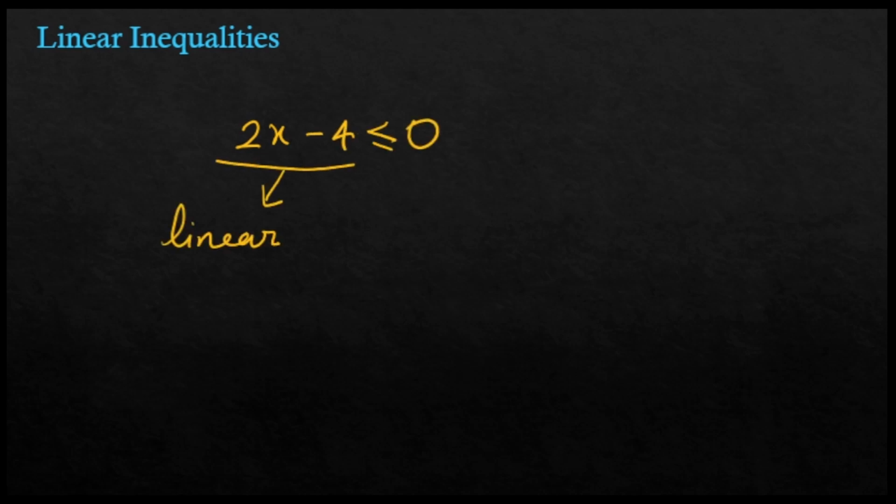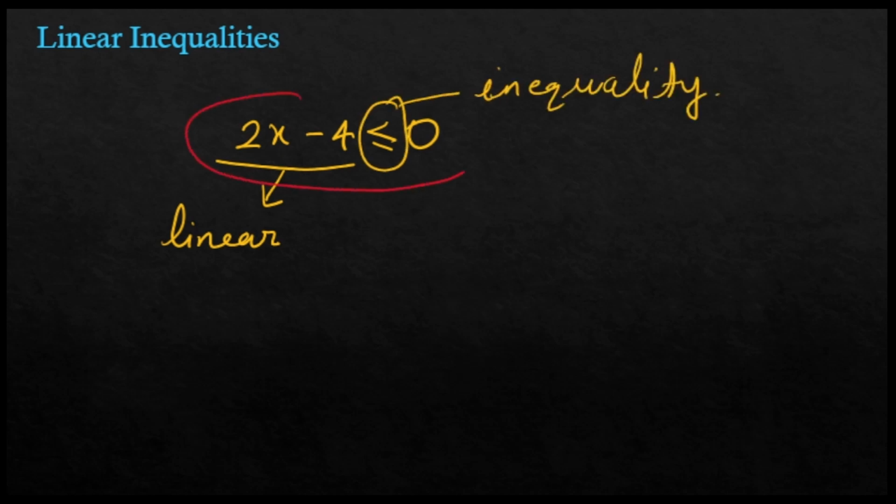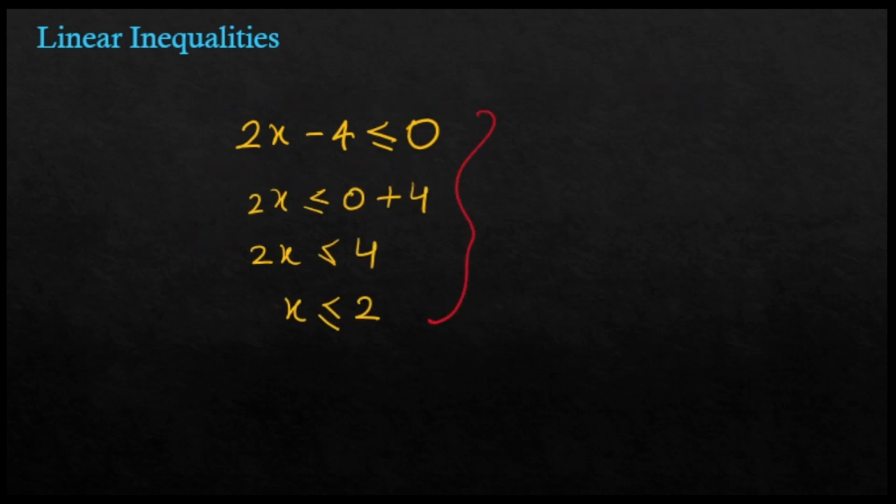Linear inequalities. This is an example of a linear inequality, where this is a linear algebraic expression and this is the sign of inequality. Let's solve this algebraic expression first to get the value of x. After solving this algebraic expression, we get the value of x as equal to 2 or smaller than 2.